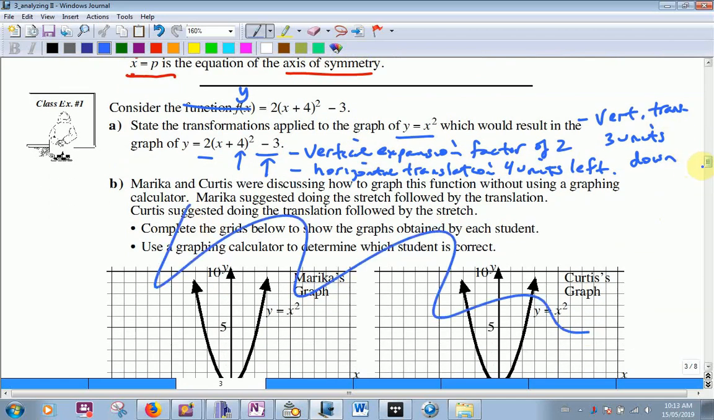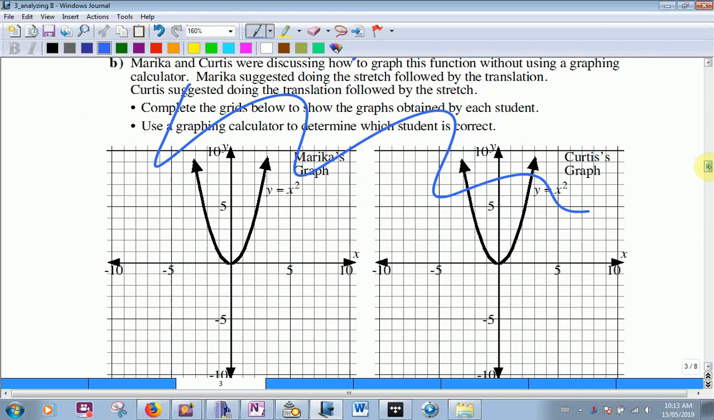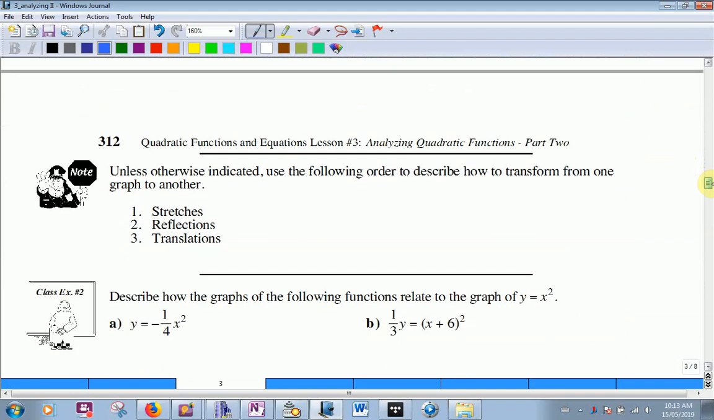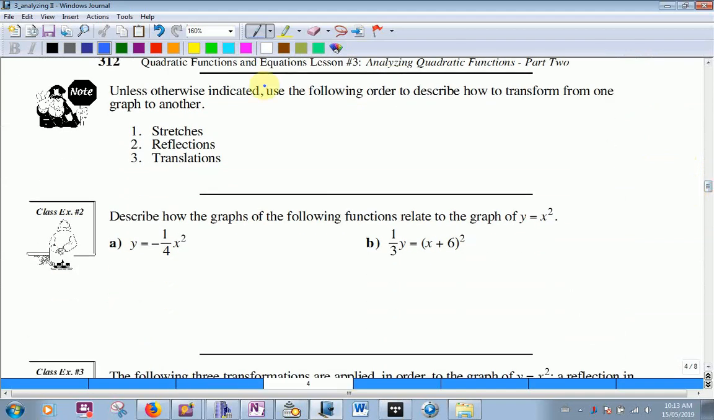And that's going to be more confusion at this point than what it's worth. So let's glance over it. It kind of gets towards what order we do these in. And like I said, you go left to right. Stretches, reflections, these can be done in either order, but you want to do translations last.